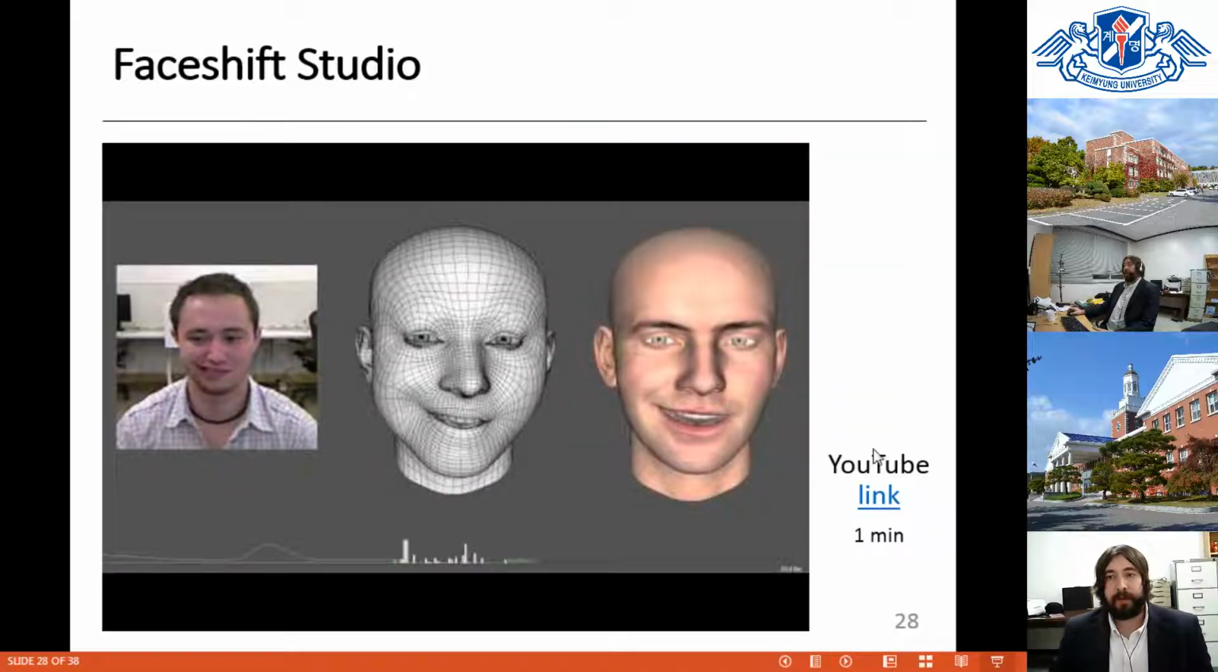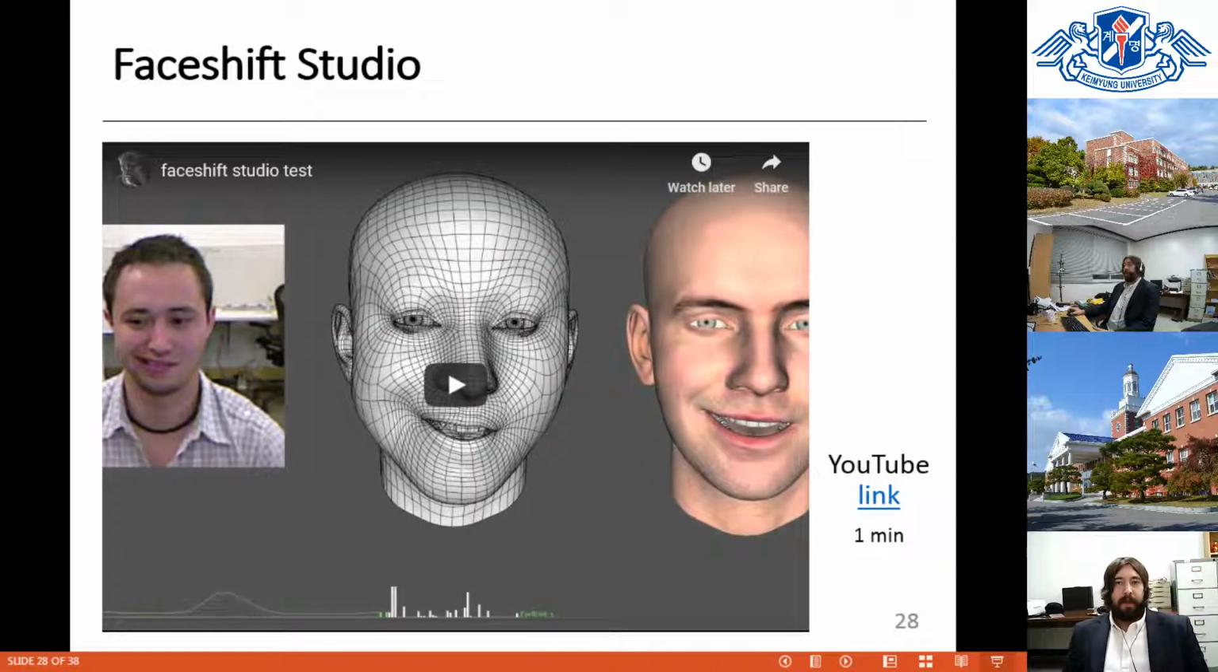On the next slide, there is a small tutorial about Faceshift Studio software. Actually, this software is very good, and unfortunately, it's not freeware. Here, I would like to demonstrate how it works. Please, attention.